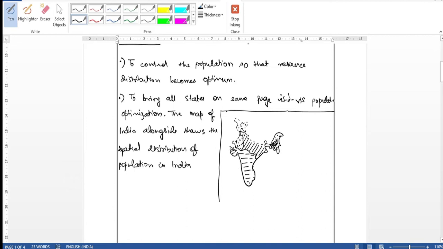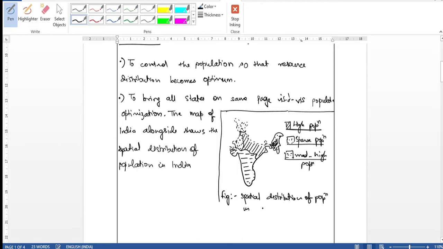Again, the coastal region has some population, so I'll just make it like this. This is high population, this is sparse population, and this is medium to high population. Okay, so this is the thing. Fine, figure: spatial distribution of population in India.